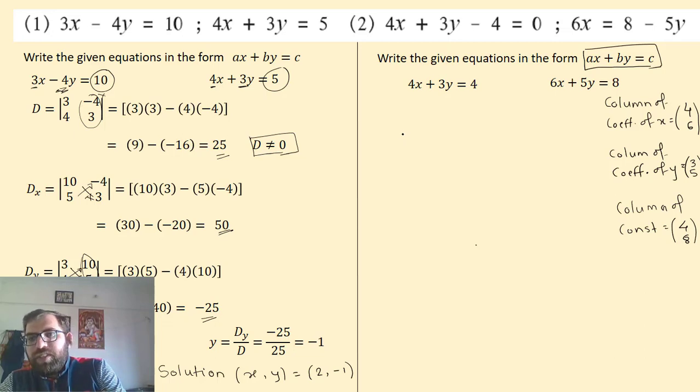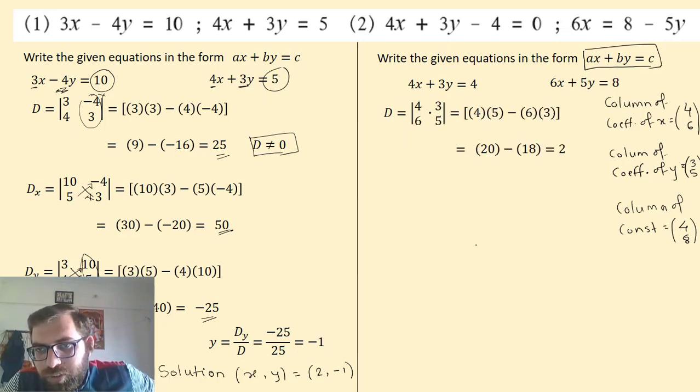Now we will proceed, we will say d. D is the determinant of coefficients of x and y. So this is the column of coefficient of x and this is the column of coefficient of y. So the determinant is 4, okay, column of x first 4, 6 and column of y 3, 5. So we will get its value by multiplying 4 into 5 minus 6 into 3. So 4 into 5 will be 20, 20 minus 6 into 3 will be 18, 20 minus 18 will be 2. So this is your answer.